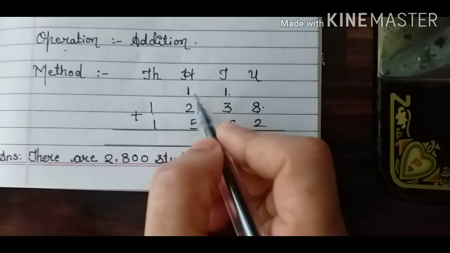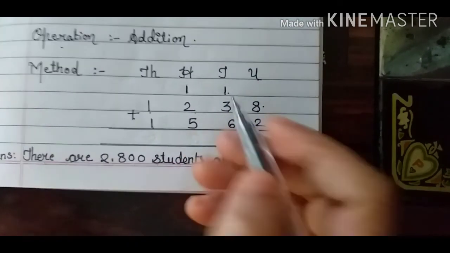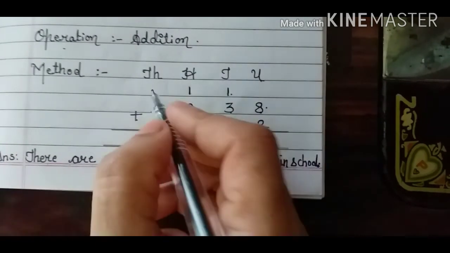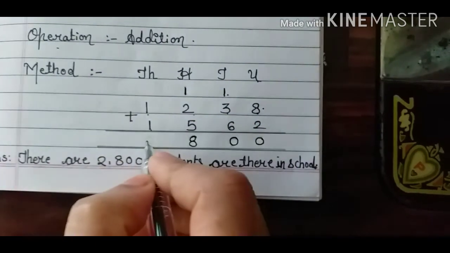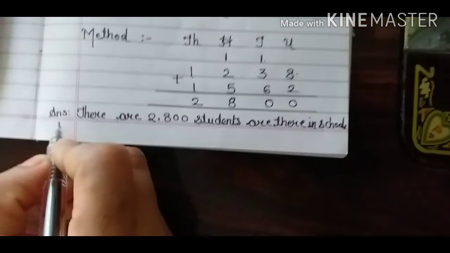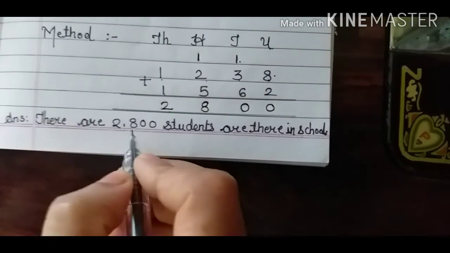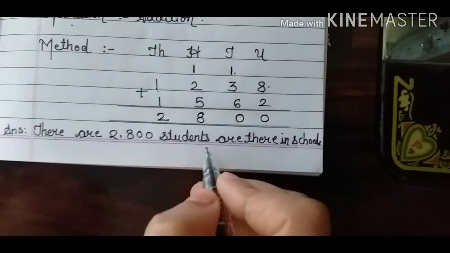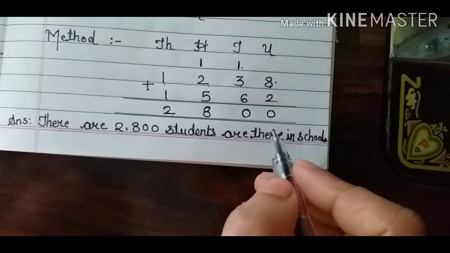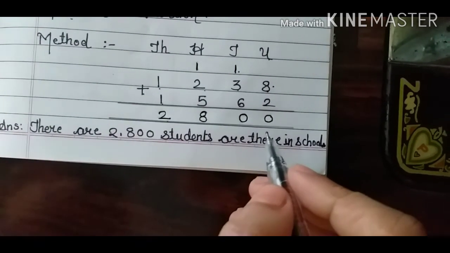And again 1 plus 2 is 3. 3 plus 5 is 8. So write down 8 in hundreds place and in thousands place 1 plus 1 is 2. So our answer is 2800. So finally you have to write down the answer. There are 2800 students in school. So like this you have to write down these word problems in neat and clean handwriting.